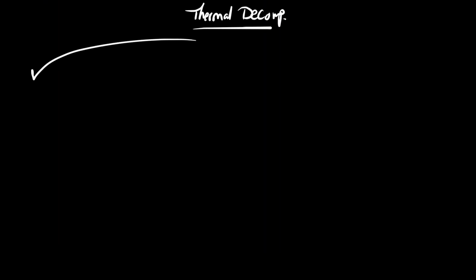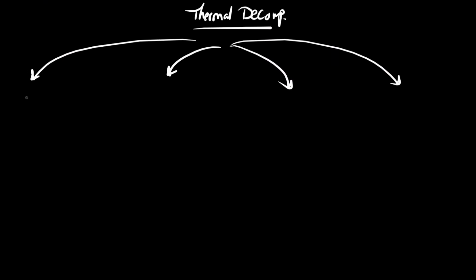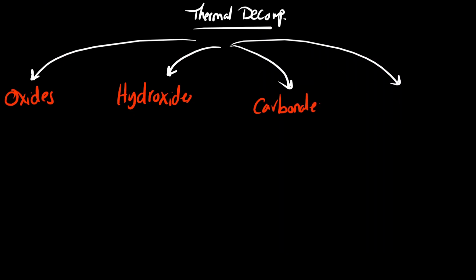In thermal decomposition chemical reactions, we're going to study the thermal decomposition of four things in this video. The first thing is called the oxides. The second thing is called the hydroxides. We also have the carbonates and the sulfates.